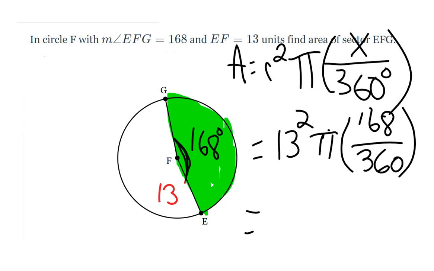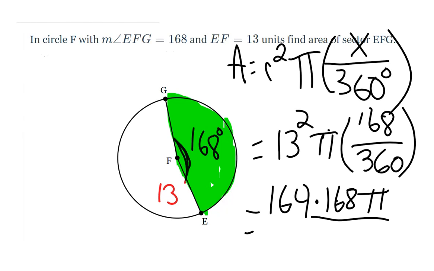And if I pull out my calculator here, I can do a little bit of simplifying. 13 squared should be 169. Multiply that by 168, and multiply that by pi. Divide this whole thing by 360. So if I do 169 times 168 times 3.14, I get a big 89,000.